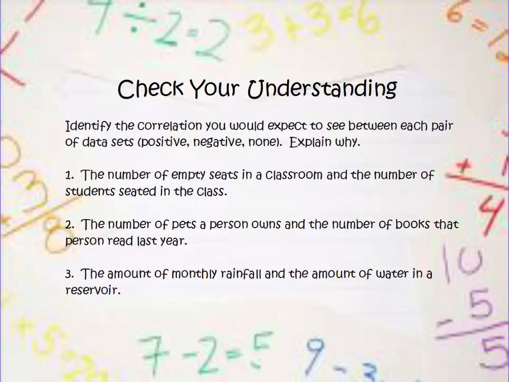So take some time, try to figure this stuff out. Do 1, 2, and 3. Give a sentence or two as to why you think this would be a positive. In other words, justify your answer. Don't just say positive, negative, or none. Explain why you chose those things.